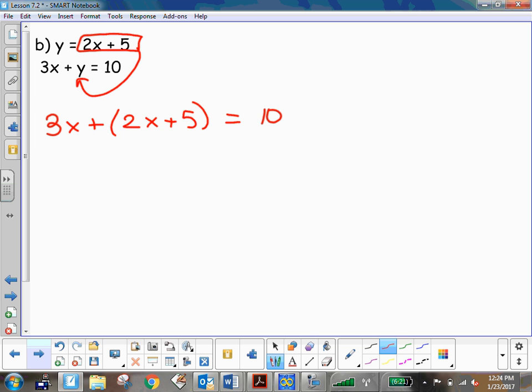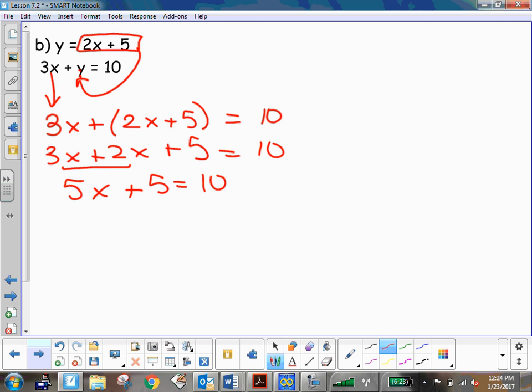If y can equal 2x plus 5, then I'm putting that 2x plus 5 in place for the y in my second equation. So the 3x stays the same. Instead of y, I'm going to write 2x plus 5. It's interchangeable. And then it has to equal 10. I'm just rewriting that equation. So I'm going to get 3x plus 2x plus 5 equals 10. There are my like terms on the left. 5x plus 5 equals 10. 5x equals 5. X equals 1.